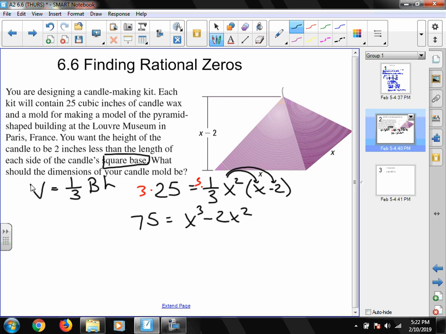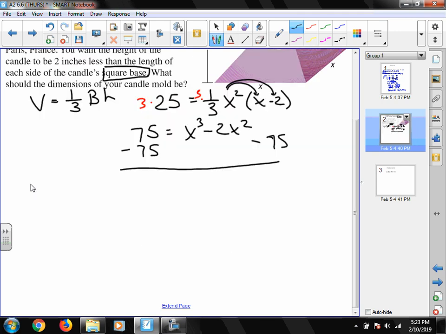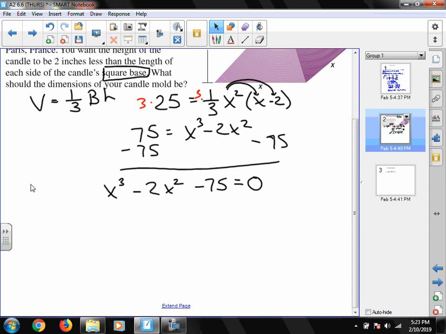And if we're going to find rational zeros, our equation needs to be equal to 0. So I'm going to subtract 75 from both sides. The equation that I'm actually working with is x cubed minus 2x squared minus 75 is equal to 0. I just flipped that 0 to the right side. It makes everybody feel a little better because that's where we're used to working with it. Now, any factors of 75?